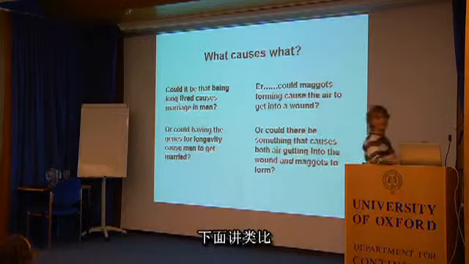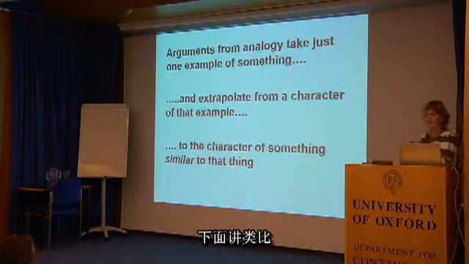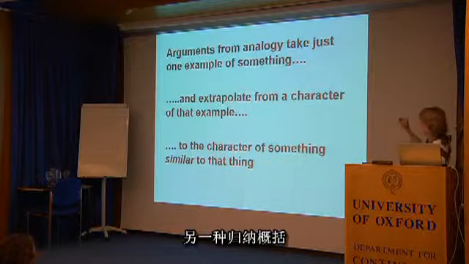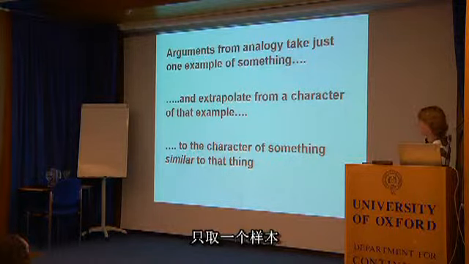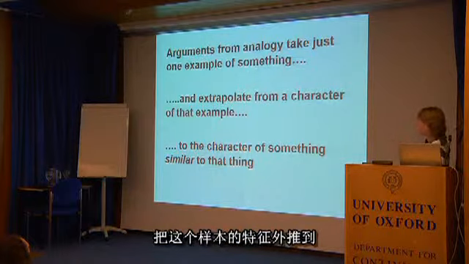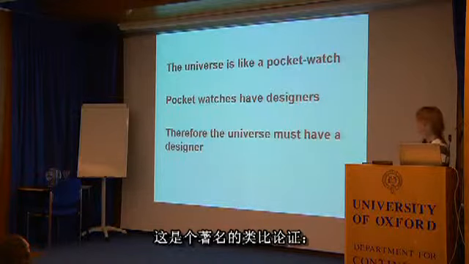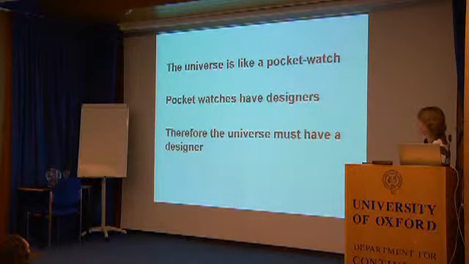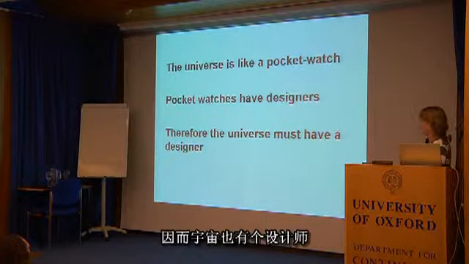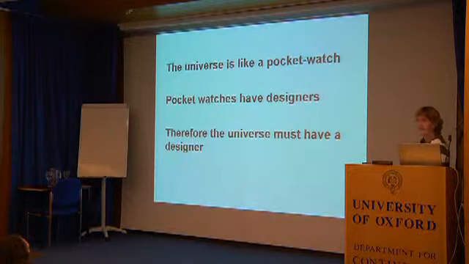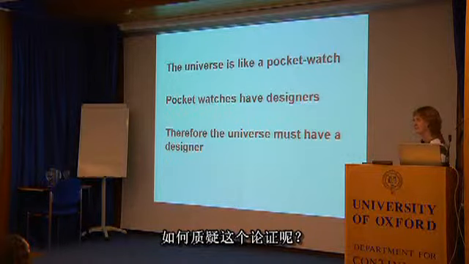So, just moving on quickly to analogy. Another type of inductive generalization, it takes just one sample of something and then extrapolates from the character of that example to the character of something similar to that thing. There's a famous argument from analogy: the universe is like a pocket watch. Pocket watches have designers, therefore the universe must have a designer. I think we're probably all familiar with that argument. Okay, how would we go about questioning this argument?